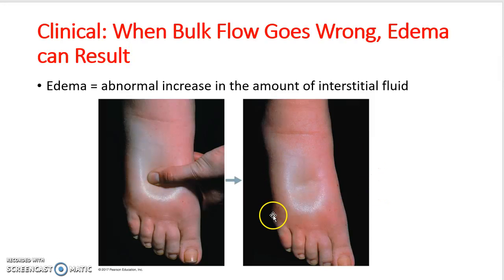For most of us, we do not have edema at any given time, and so fluid returns to the venous end and is picked up by the lymphatic system. So the next video will cover the lymphatic system and what that means for us with regards to immunity.